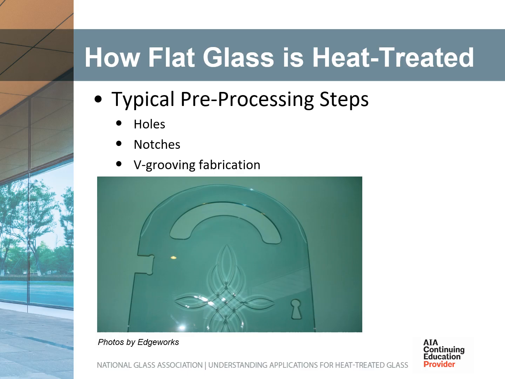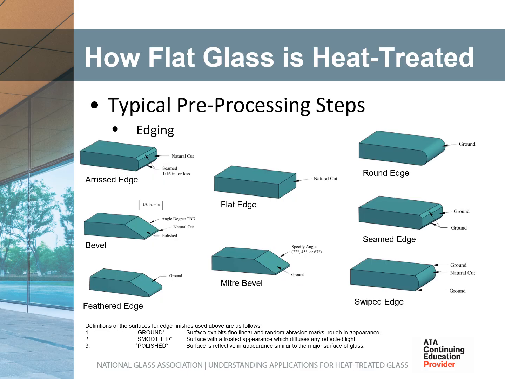ASTM C1048 describes limits on glass fabrication that can be tempered. These images depict the variety of edge finishing that can be applied to the glass before the heat treating process is begun. Edge finishes are often described as ground, smoothed, or polished. Ground edges exhibit fine linear abrasion marks and a rough appearance. Smoothed edges have a frosted appearance that diffuses reflected light. Polished edges are reflective in appearance, similar to the major surface of a glass light.